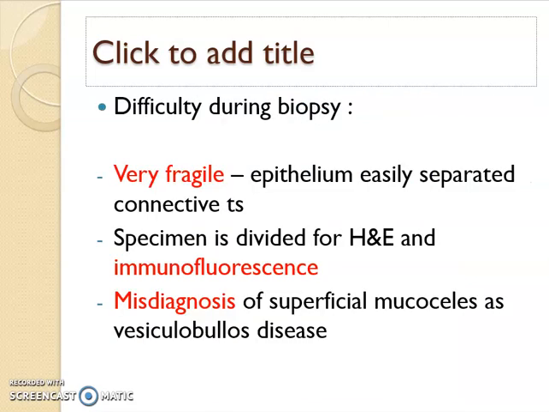The difficulty during biopsy is that this lesion is very fragile. The epithelium is very easily separated from the connective tissue underneath. For these lesions, we need to take not much larger, but double the size of the normal biopsy specimen, because we want to divide it for the standard H&E and also for immunofluorescence.